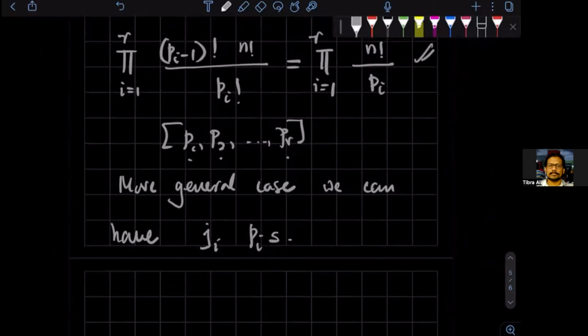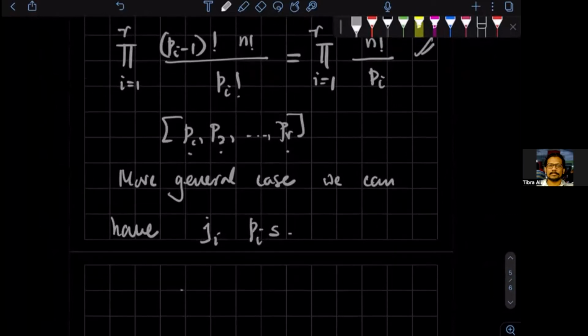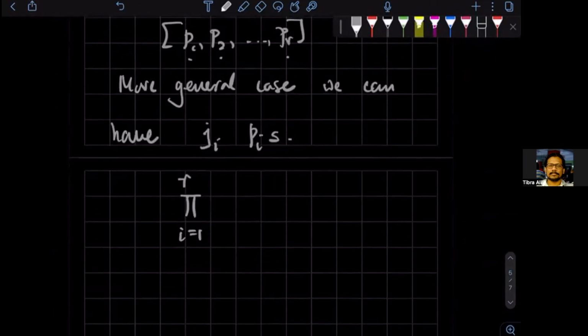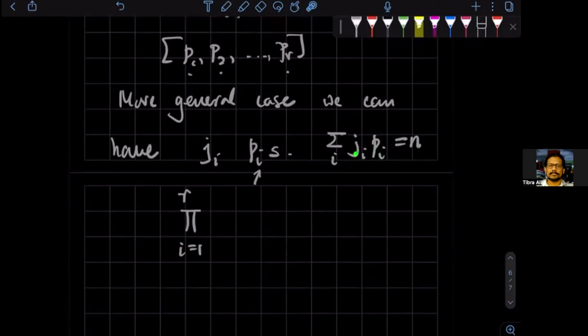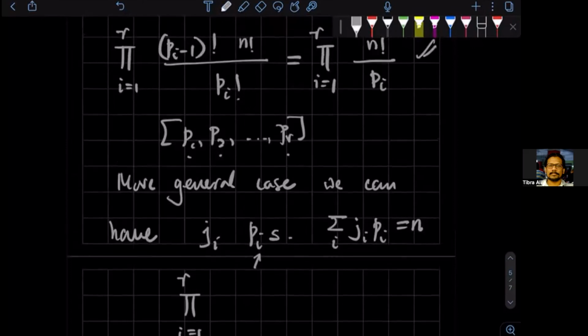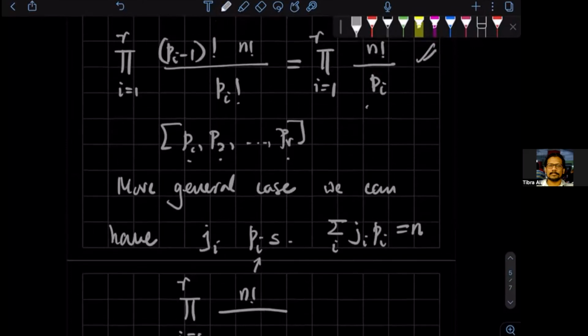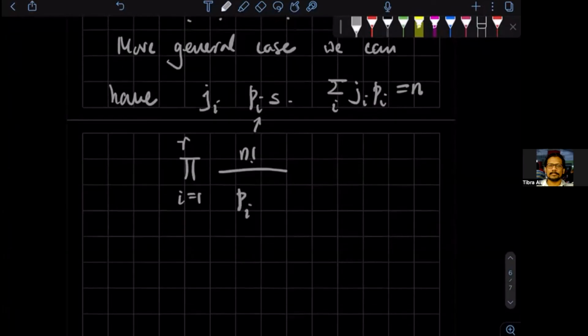And just by looking at this formula, we will essentially have i going from 1 to r. So now, the sum over i, there are j_i p_i's. The sum over j_i times p_i is going to give me n. So i is now running over the different sizes of p_i, but for a given p_i, there could be j_i of those cycles. So in this formula, in the numerator, we'll have the same n factorial, but here we'll have essentially p_i to the power j_i.